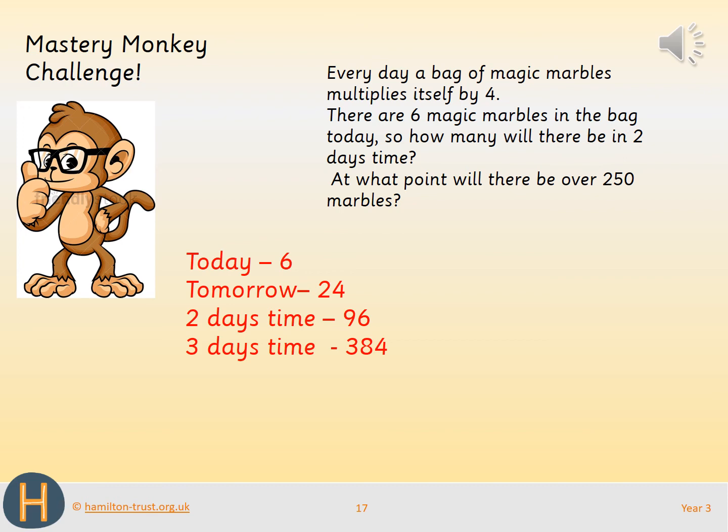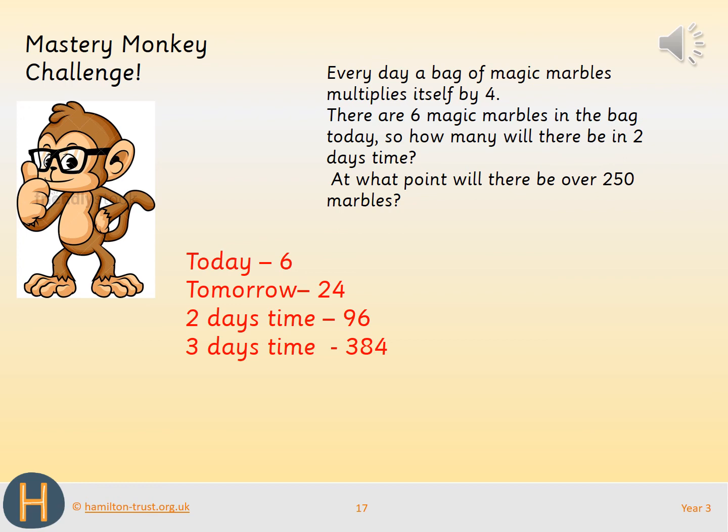So today, we know there are 6 magic marbles. Tomorrow, we know that the magic marbles multiplies itself by 4. So for tomorrow, the calculation we want to do is 6 times 4. 2 days' time is what we want to find out. So we use 24 and we're multiplying that by 4. So double 24 and then double again, we get 96. So in 2 days' time, there'll be 96 magic marbles.